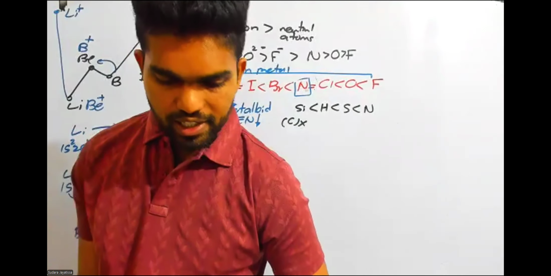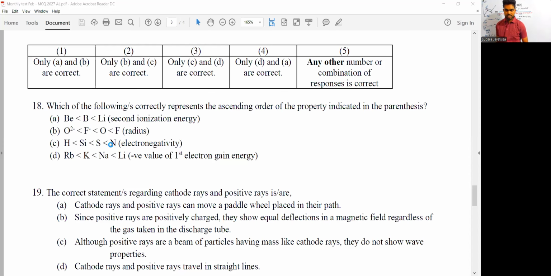Then go to the last statement: the negative value of the first electron gain energy. You know, there's a theory point. The negative value of EG1 decreases down the group 1.